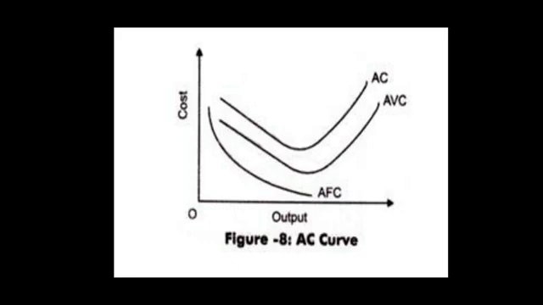Students, the average cost curve is a vertical summation of the average fixed cost and average variable cost curves. That is, the values of average fixed cost and average variable cost are vertically added up at different levels of output. Moreover, as output increases, average fixed cost becomes smaller and smaller. Hence, the vertical distance between the average total cost curve and the average variable cost curve goes on declining.